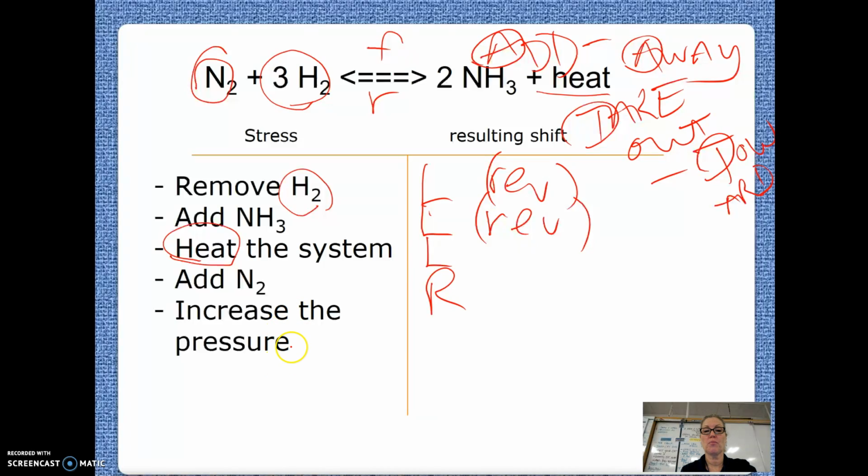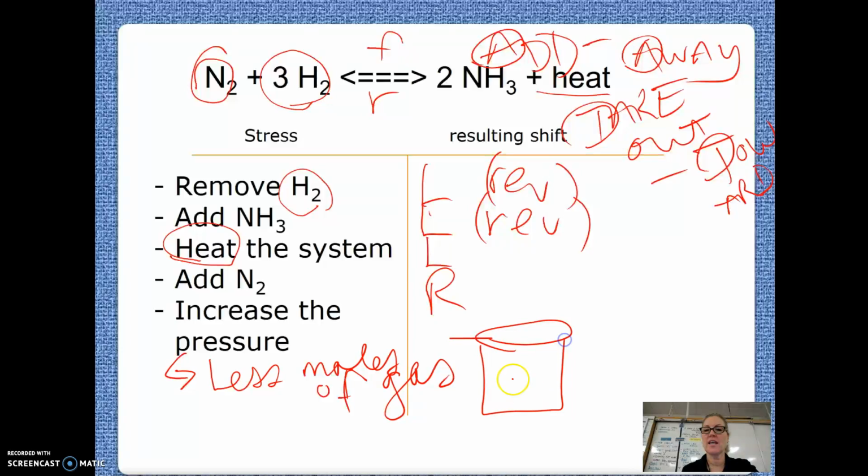Increasing the pressure: whenever pressure increases, the system always readjusts to the side with fewer moles of gas. Remember, only gases are affected by pressure. Why? Because you've effectively taken the system in a closed container and pushed the lid down, making the container shorter. Now those particles are trapped in a smaller space, so they need to relieve the pressure by shifting to the side with the fewest moles of gas.